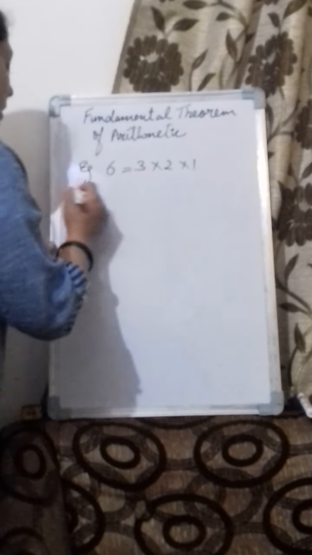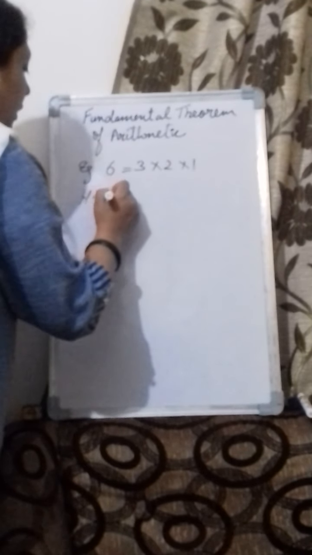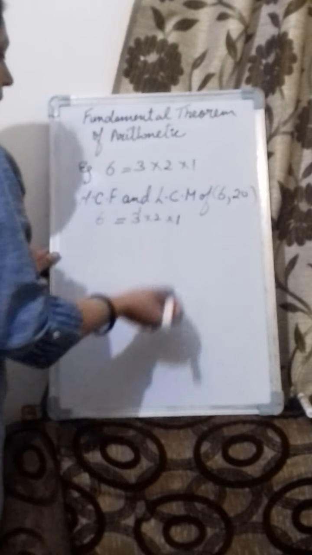Taking the example, suppose you have to find out the HCF and LCM of 6 and 20. For 6, you have already done the prime factorization, that is 3 into 2 into 1. We can say 3 to the power 1, 2 to the power 1 and 1 to the power 1.